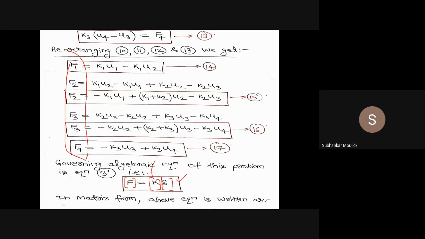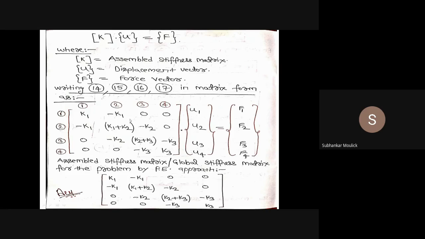Now, what is this K? K matrix is known as the global stiffness matrix or final assembled stiffness matrix, which I need to find out. What is delta? Delta is the linear displacement vector. And what is F? F is the linear nodal force vector. Fine. So in matrix form, how can I write?